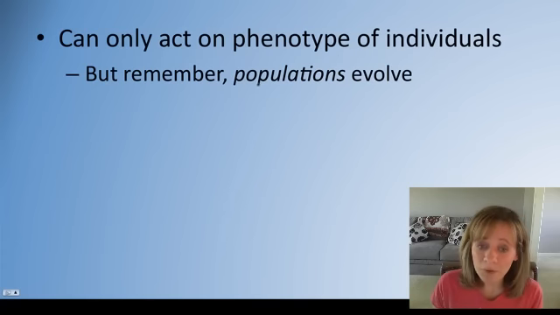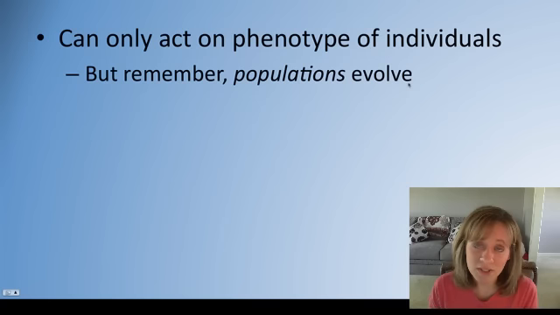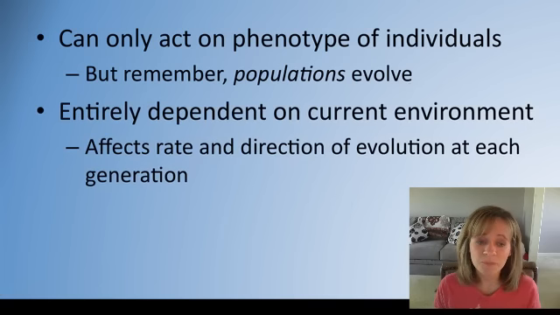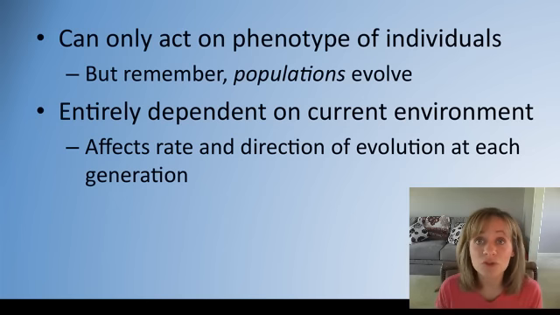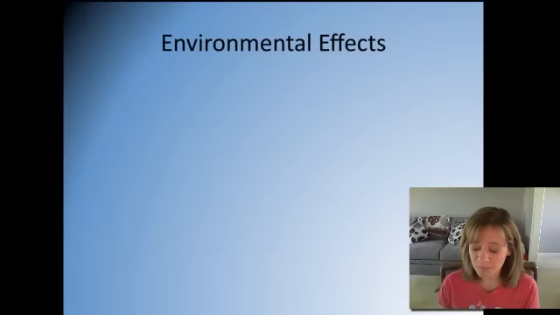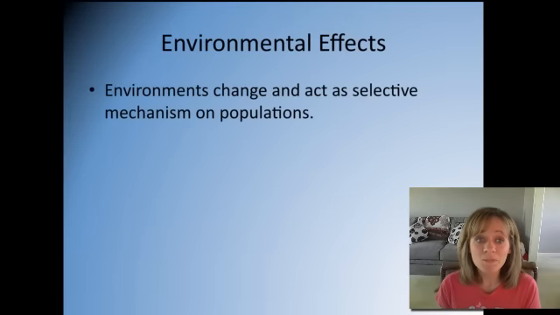But remember that populations evolve. So it's the collection of everything that's happening to the individuals in a population that's going to cause the population to evolve. And again, like I said before, it's entirely dependent on the current environment. The environment affects the rate and the direction of evolution at every single generation. So global warming might be changing a population because it's only as good as the current environment. Let's explore these environmental effects.